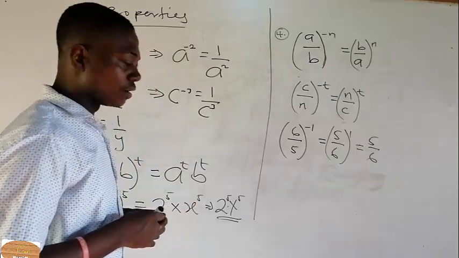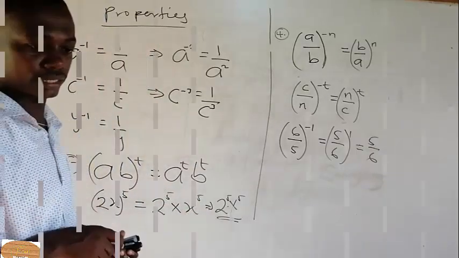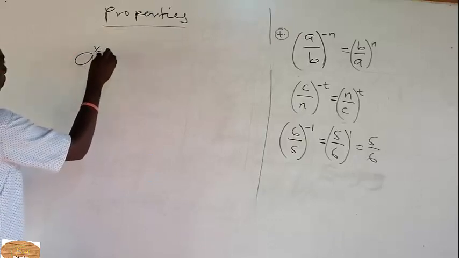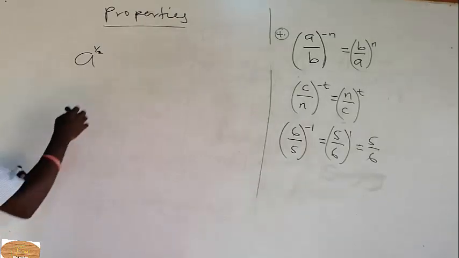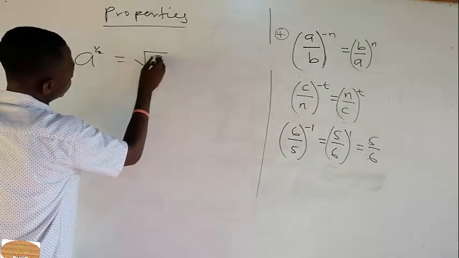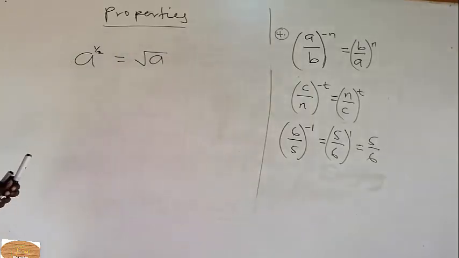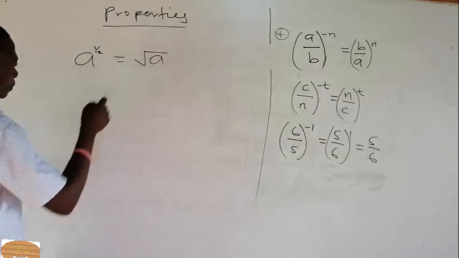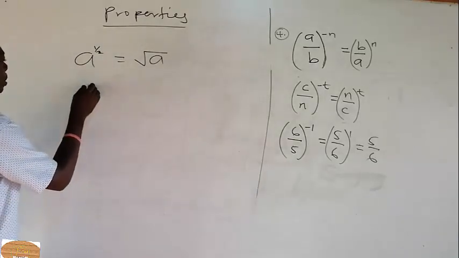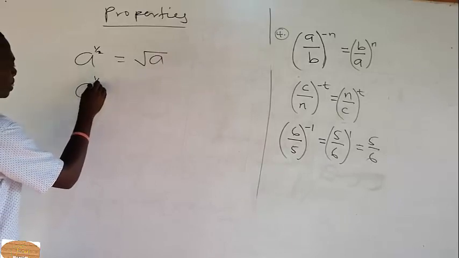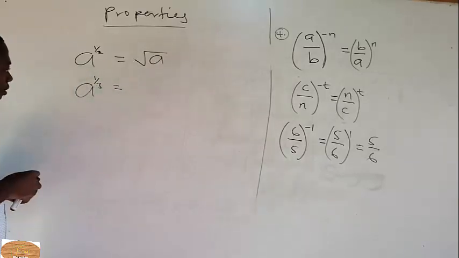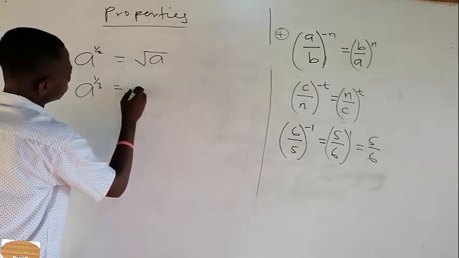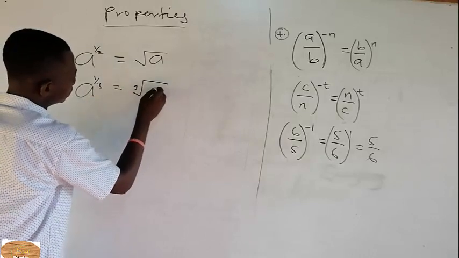Now let's quickly move to fractional index. In here we have a to the power half. A to the power half is the same as square root of a. Don't forget this one. Every time you see a to the power half, it's the same as square root of a. Now a to the power 1 over 3 is the same as cube root of a.